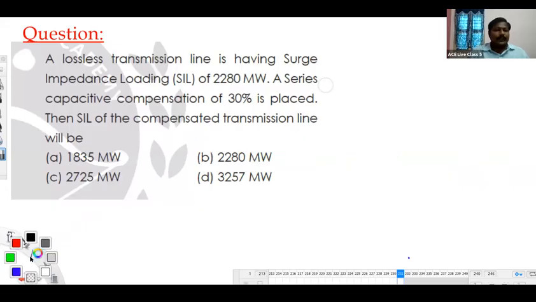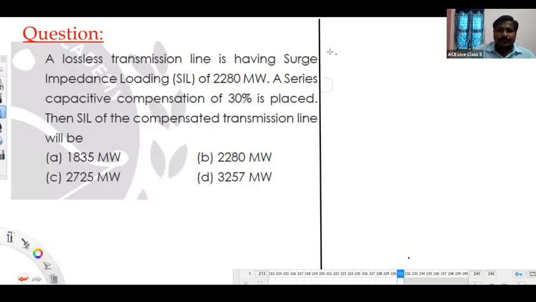A lossless transmission line, having surge impedance loading of 2280 megawatt. A series capacitive compensation of 30% is placed. Then the SIL of the compensated transmission line will be how much? Yeah, tell me please.